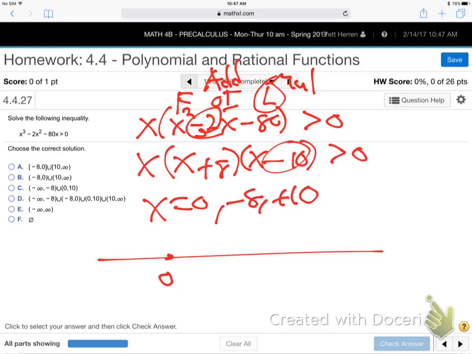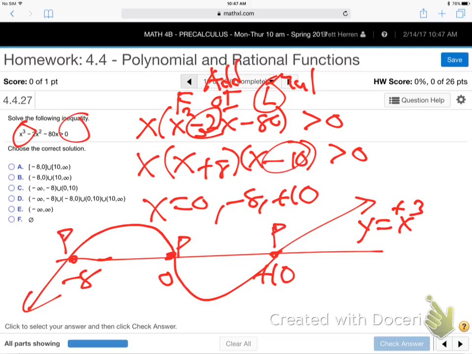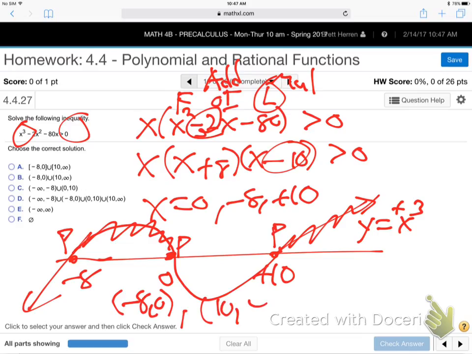Put those on the number line. 0, minus 8, positive 10. End behavior, x cubed, positive. Positive, that's the end. And all these are passers through, aren't they? They're all first power. Pass through, pass through, pass through. They want greater than 0. That's here and here. Give them those sections. So negative 8 to 0 and 10 to infinity. No brackets because they had no bar.